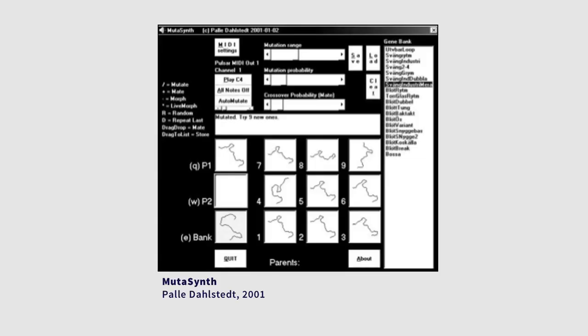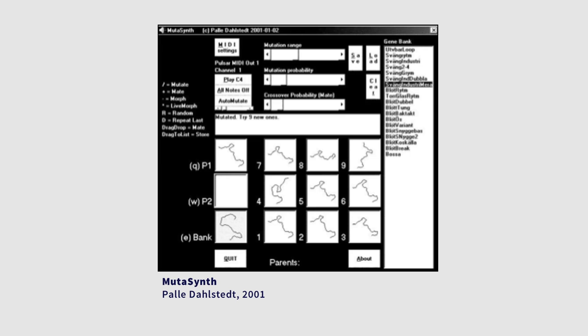In contemporary electronic music, the Swedish composer Palle Dahlstedt developed MutaSynth in 2001. The system evolves parameters for digital modular synthesizer sound settings, or patches. In doing so, the user evolves both the sound textures and the composition and basic sequencing. The system represents the parameters of a given patch as a bit string and uses a standard interactive genetic algorithm.